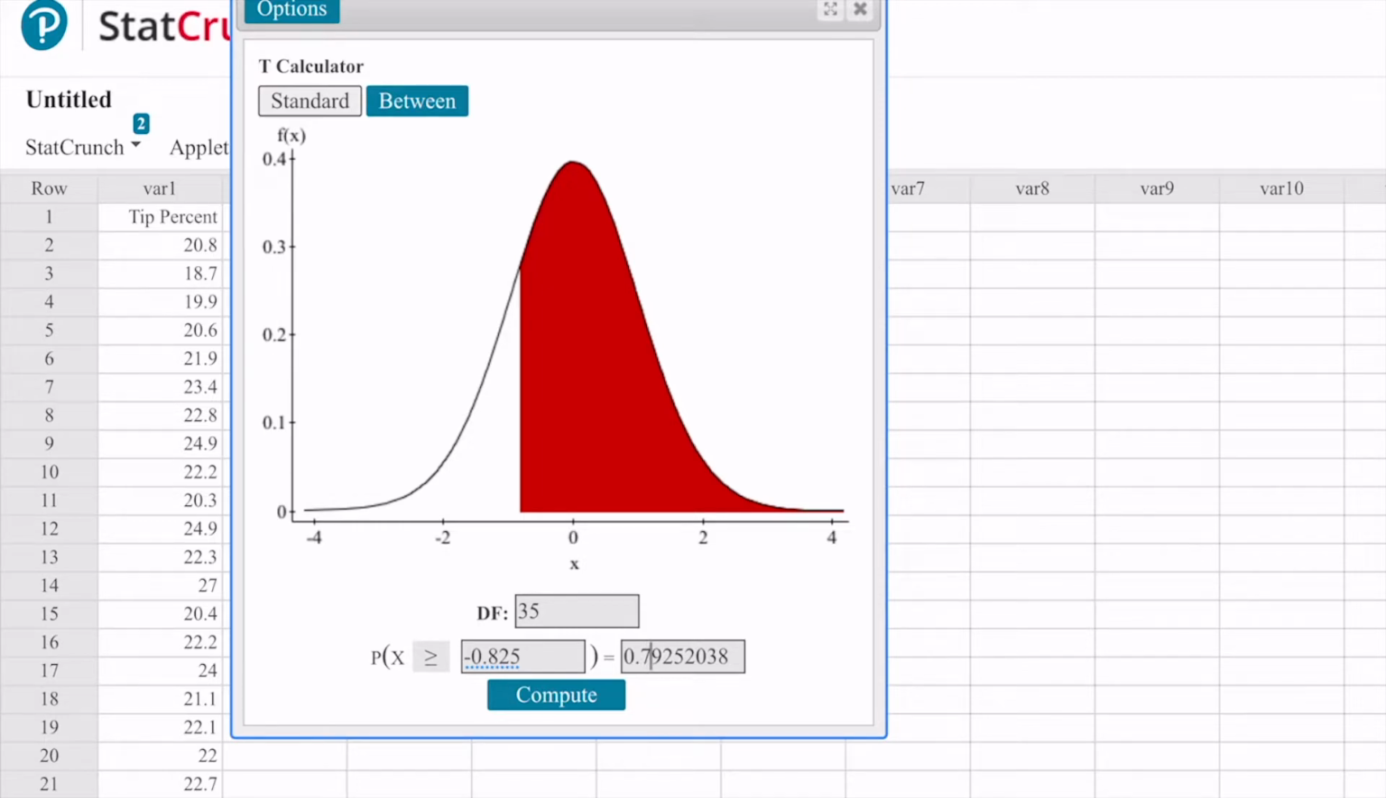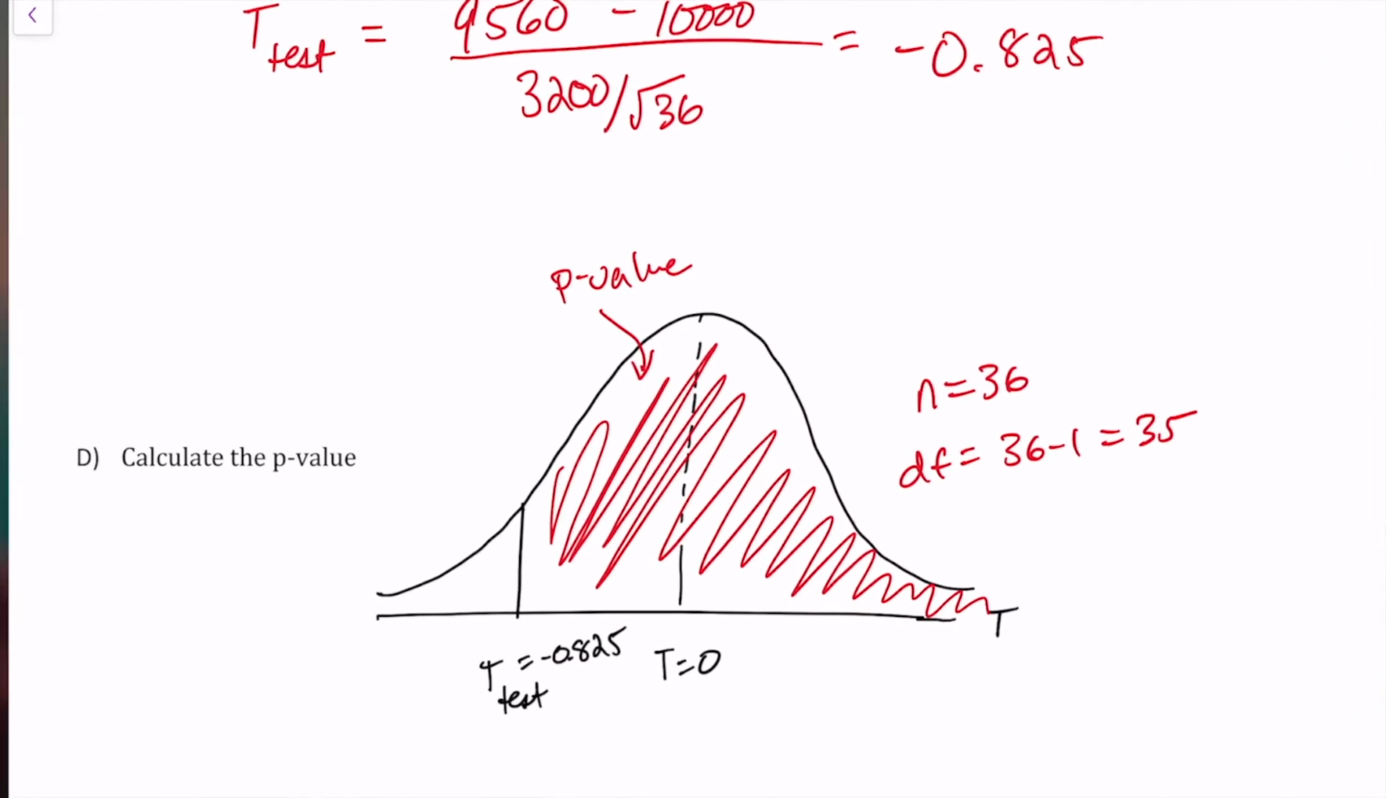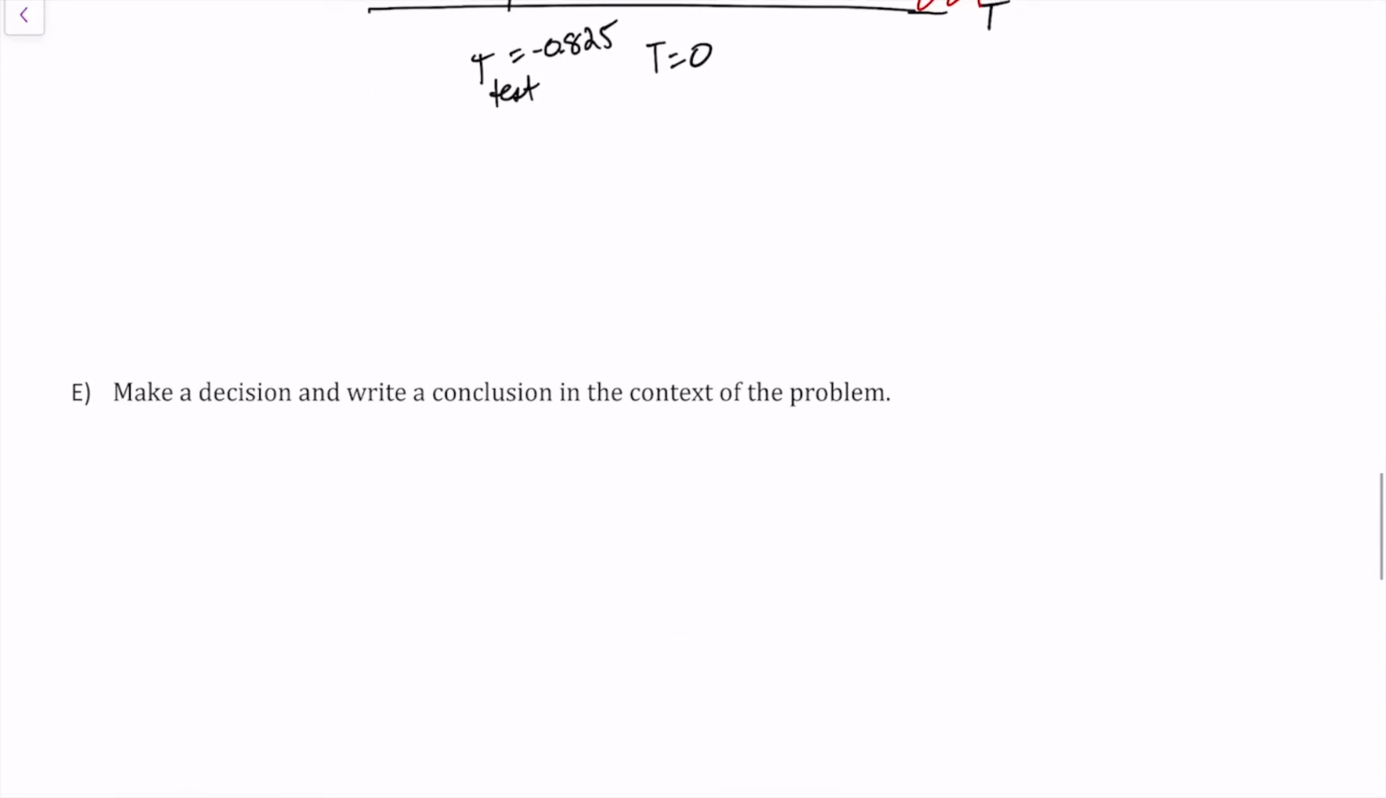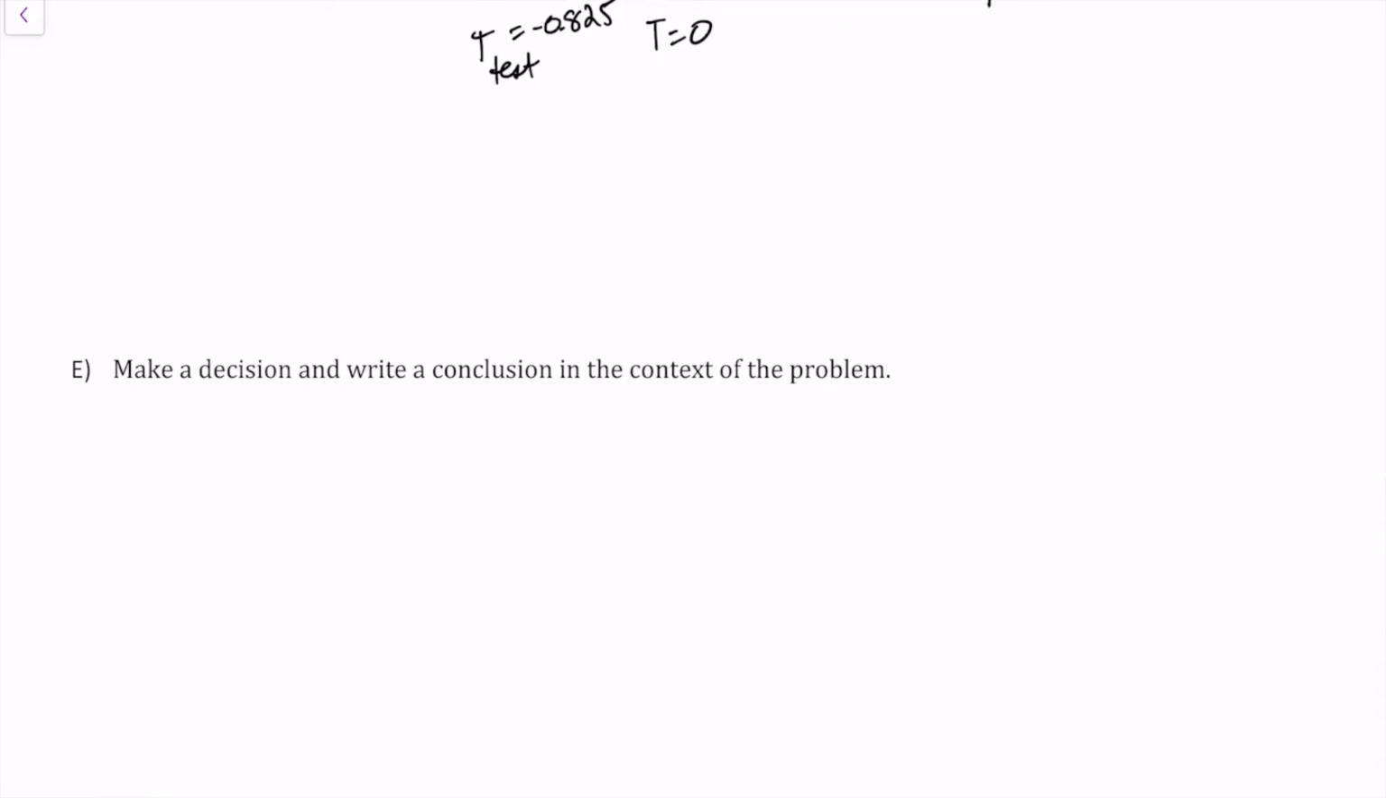And there we go, folks, to 3 decimal places. Let's call it a 0.793. Approximately 0.793. All right, so that is our p-value, 0.793. Remember, p-values go between 0 and 1. Okay. Lastly, let's make a decision and write the conclusion in the context of the problem.